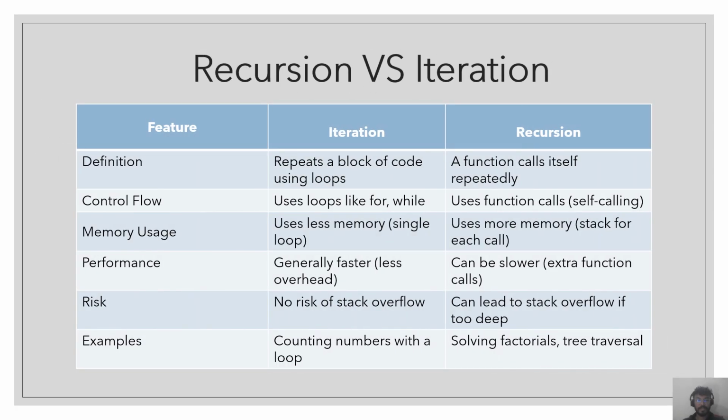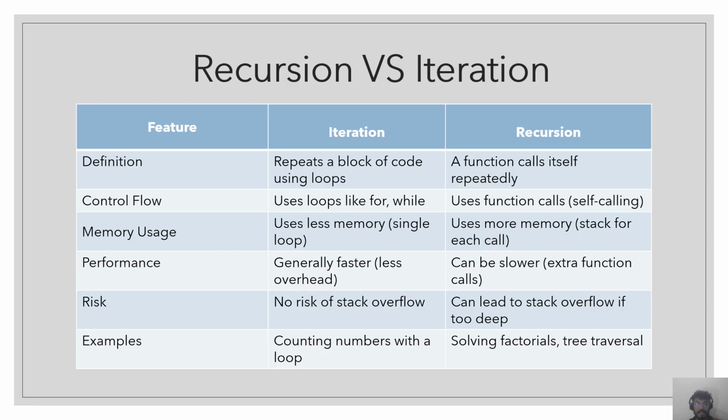The difference between recursion and iteration can be seen in the table below. Definition: iteration repeats a block of code using loops. Recursion is a function calling itself repeatedly. Control flow: iteration uses loops like for loop, while loop, etc. Recursion control flow uses function calls, self-calling. Memory usage: iteration uses less memory in a single loop, while recursion uses more memory, a stack for each call.